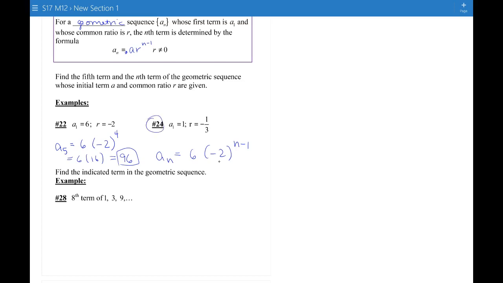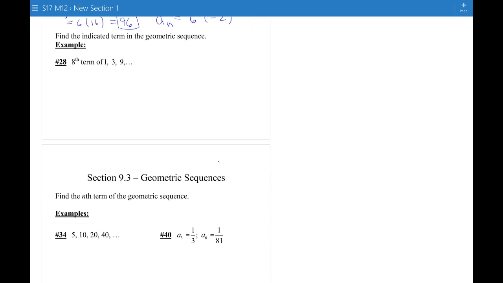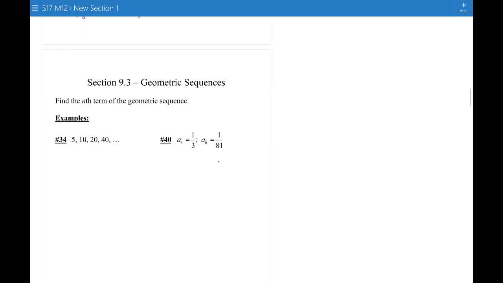Okay, and let's look at number 24 together. So this example, number 28, asks you to find the 8th term. It doesn't tell you as much about the sequence to start with. We can see that the a is 1. That's always the easy thing to pick out. But then hopefully you can see that 3 divided by 1, 9 divided by 3, the r that we're multiplying by is 3. So the 8th term, a sub 8, would be 1 times r, which is 3, to the 7th power. And my brain's not awake enough yet to tell you what that is, so use your calculator and write out what number is 3 to the 7th.